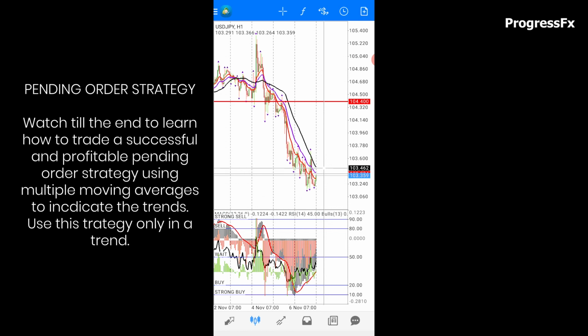It used to fail sometimes, not always. Maybe, and that's why Forex is not 100%. Maybe out of 10 entries, 1 or 2 may fail. That is as a result of the fact that you did not identify the trend very well before making the decision. So that is why you must identify the trend using these multiple moving averages before making the decision.